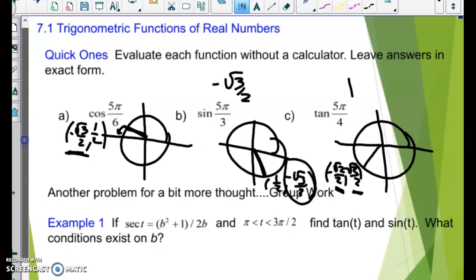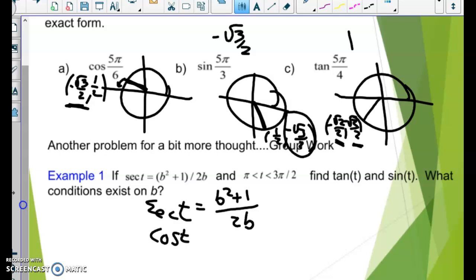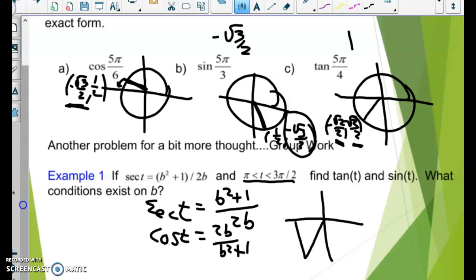Let's take a look at this one. It's a little bit trickier. If I have the secant of t equal to b squared plus 1 all over 2b, then the cosine at t, which is its reciprocal, would be 2b over b squared plus 1. And you notice that they ask me to draw it in the third quadrant. So I'm going to draw my triangle over there. I know my adjacent is 2b. I know my hypotenuse is b squared plus 1.